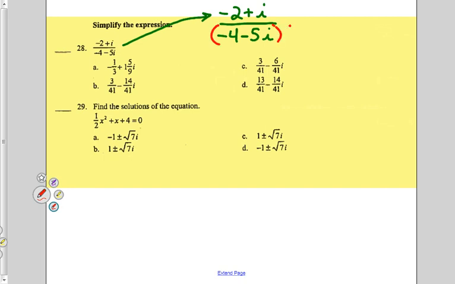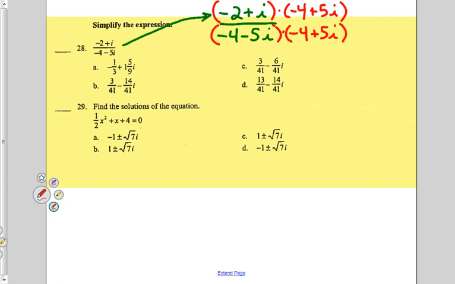The conjugate of that complex number is negative 4 plus 5i. Okay? Multiplying by the conjugate will make the i go away. I'll show you why in a minute. But before I do that, you have to keep in mind that whatever you multiply on the bottom, you must also multiply on the top. Since I've multiplied top and bottom by the same thing, I've really only multiplied by 1, making this a legal maneuver.